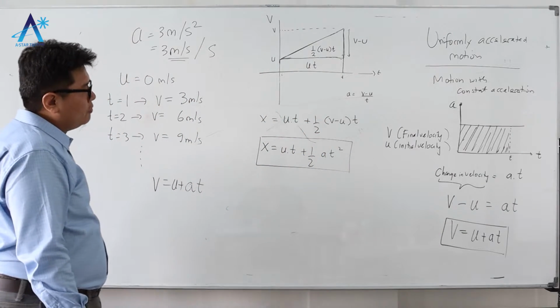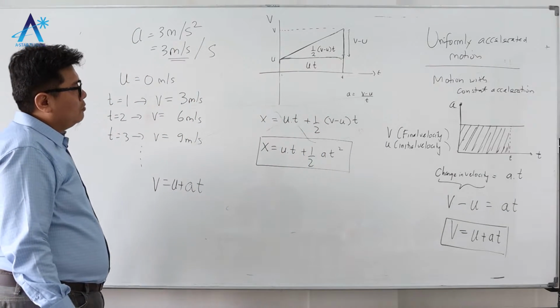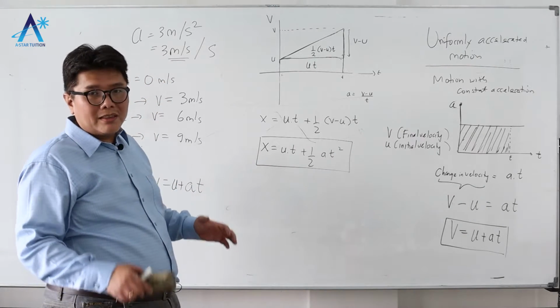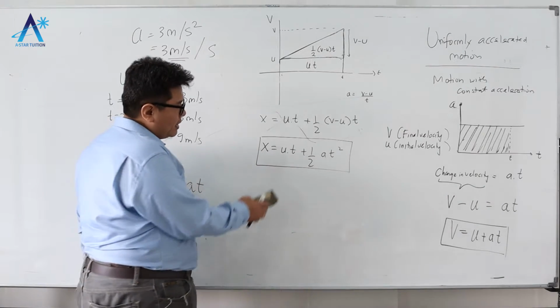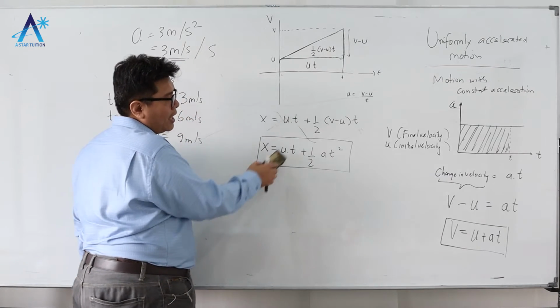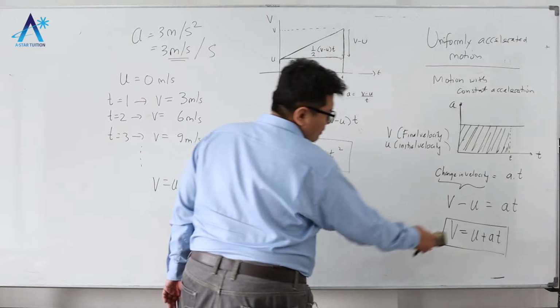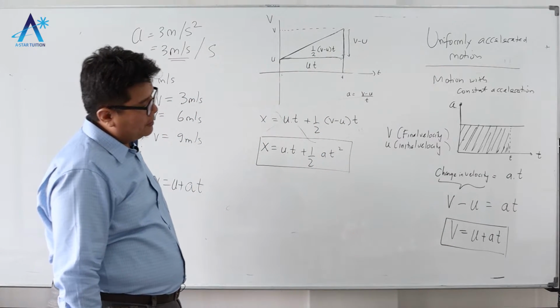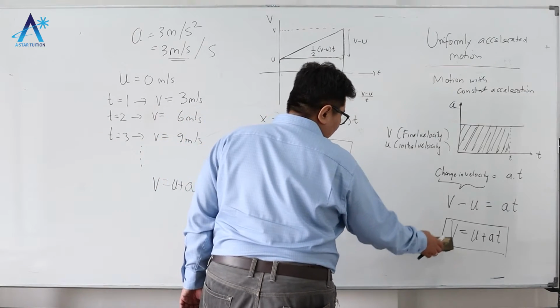Now what we can do from here is, what if we want to find a relation without the time? So here you see there's a time. This is a quadratic function of time, and this is a linear function of time. What if I replace the time from here and then substitute here?